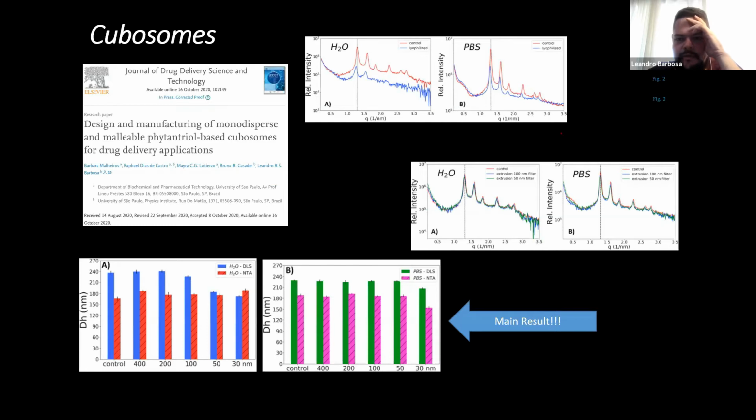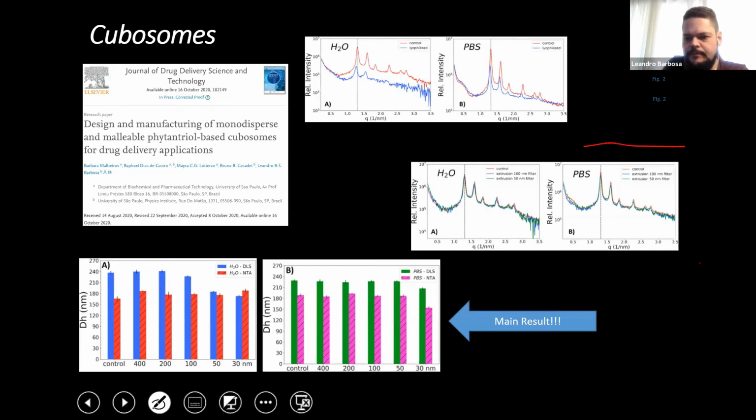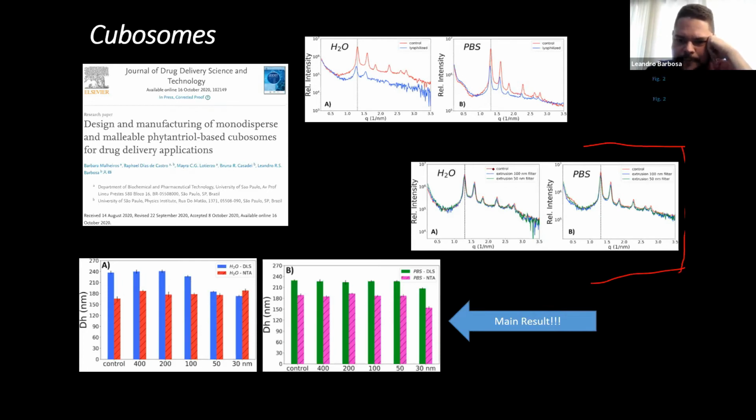This is a very nice result that I think is worth mentioning. The red line is our control sample. The blue line is the extrusion with a 100 nanometer filter, which is already smaller than the average size of our chromosome. And this is the extrusion with 50 nanometers. You may see that our scattering curves are very, very similar. This indicates that the concentration of chromosome is very similar as well.